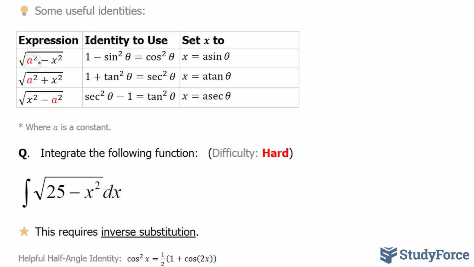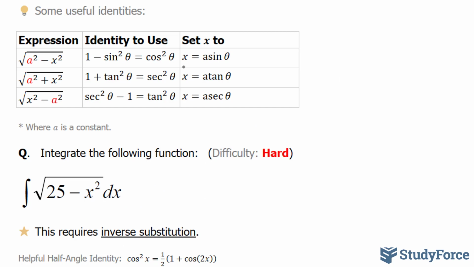Namely, this one right here, where we have the square root of a to the power of 2 minus x squared. Notice that in our function, we have something that matches that. Our a value for our function would be 5, because 5 to the power of 2 is 25, and minus x squared is also found right here. If your function matches this expression, you have to set your x equal to a times sine theta.